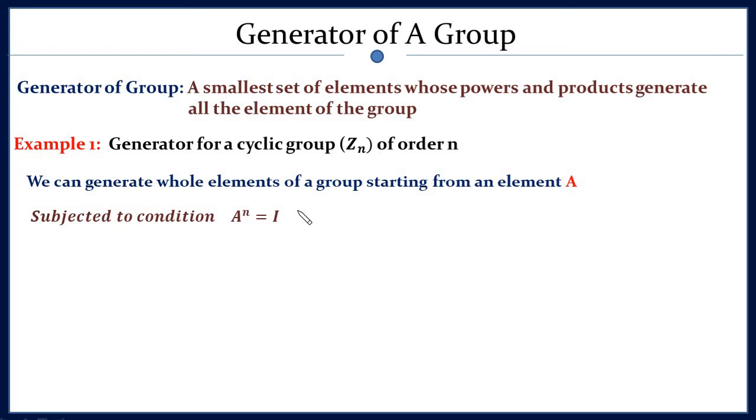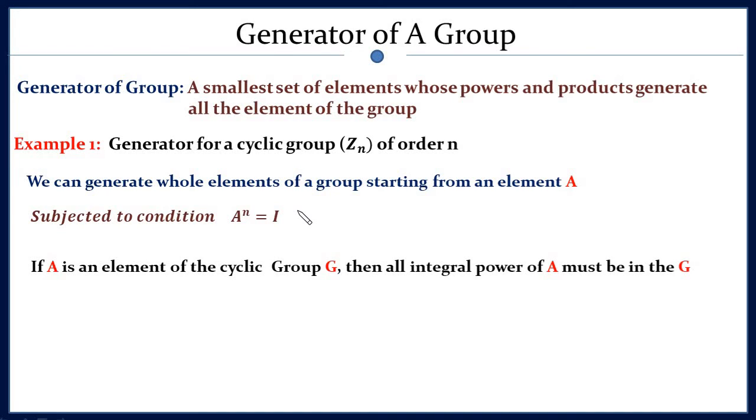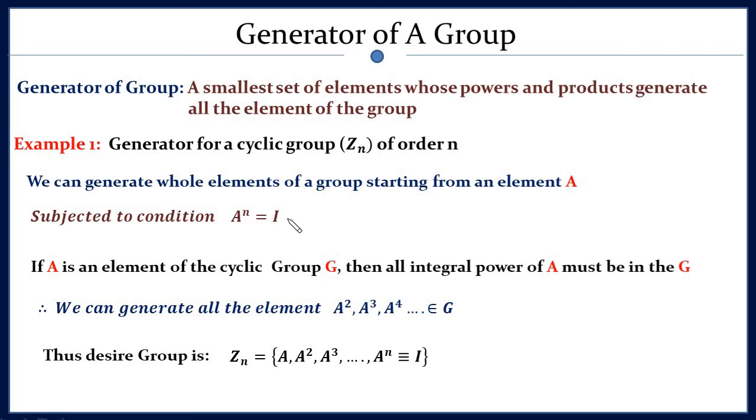As A is the element, according to this generator definition, its powers, that is A square, A cube, A to the power 4, all will be members of this group G. As I have given the condition that A to the power n is I, we cannot go further. Therefore, the desired group will be A, A square, A cube, dot dot dot, A to the power n, where A to the power n is the identity element. See how easily we have generated a cyclic group of order n with only one element. Now we will see its significance in this example too.